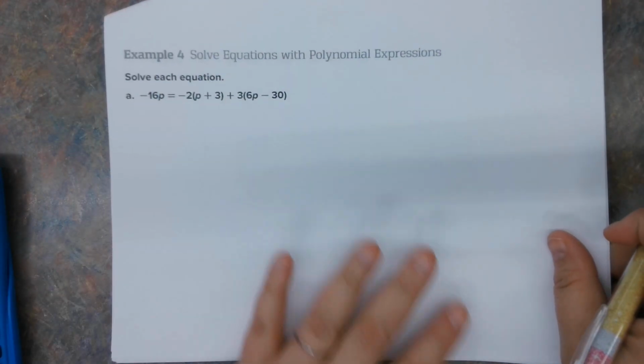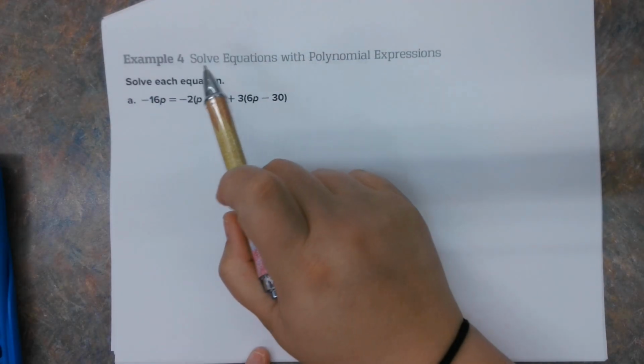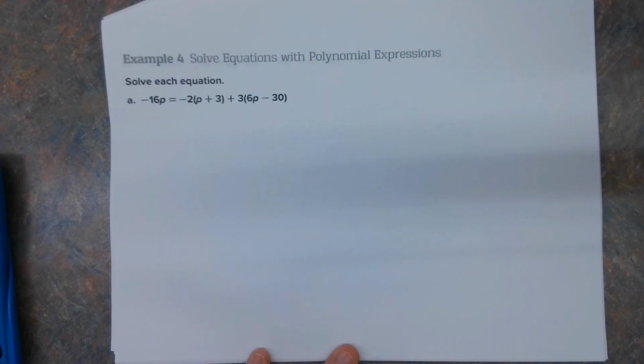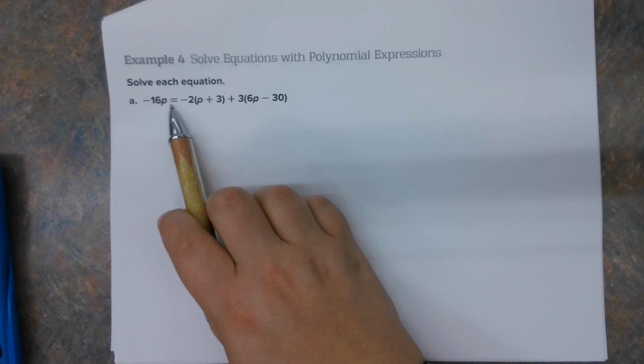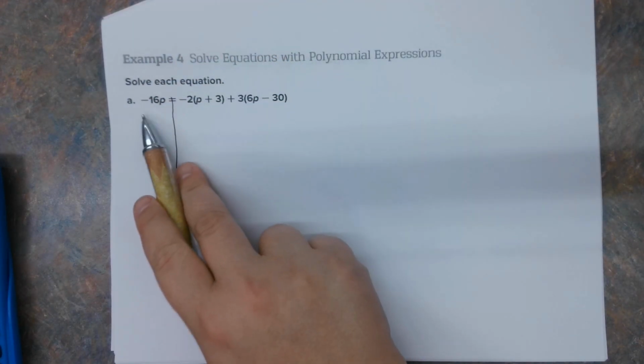I'm actually skipping example 3 because of combining the lessons. I wanted to make it a little bit shorter, so we're moving on to example 4. We can also solve equations with polynomial expressions. So here's my equal sign. Lots of you like to draw that line so that you know what's going on and you don't move this.